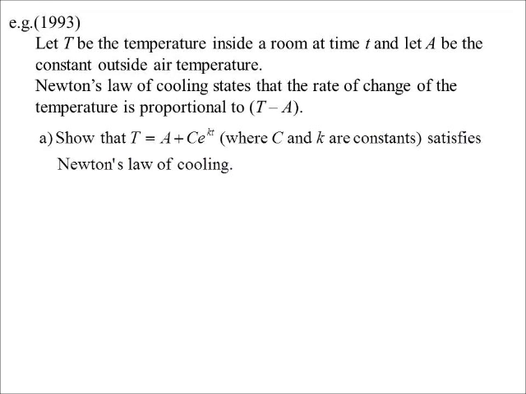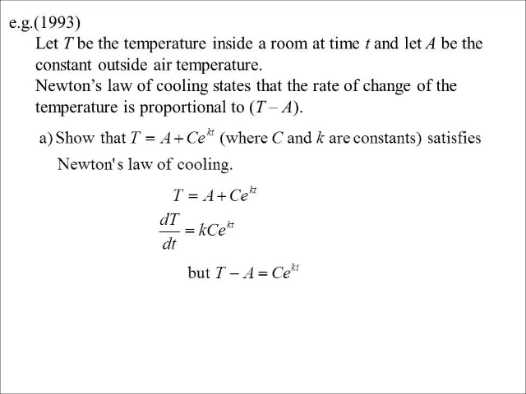So much like yesterday, we don't have to go through and turn the derivative upside down, use logs and all that. We just differentiate this and show it satisfies what we want. So T is equal to A plus Ce^(kt). Differentiate that: differentiate A, you get 0, of course, because A is a constant. You get kCe^(kt), but remember, we're trying to show it's k times T minus A. It's proportional to T minus A.